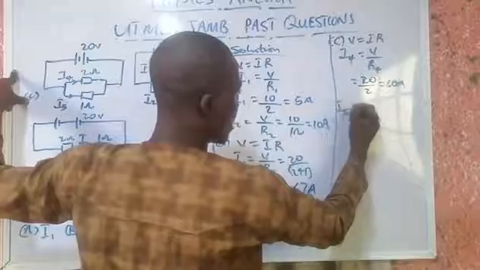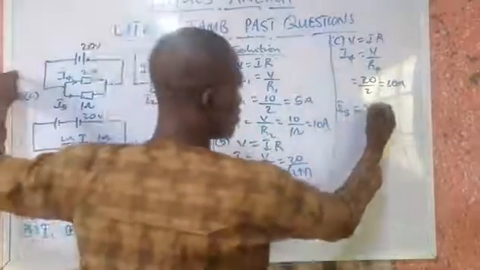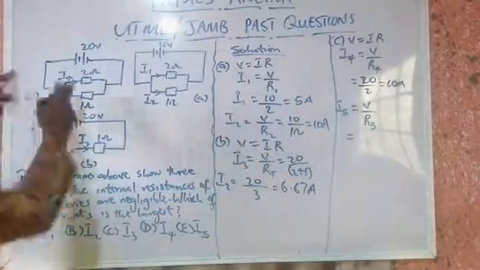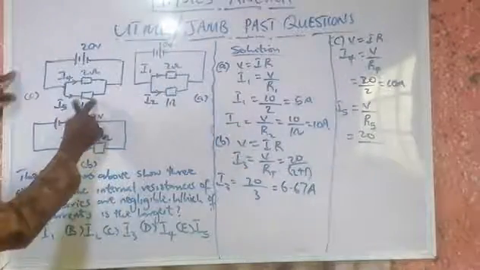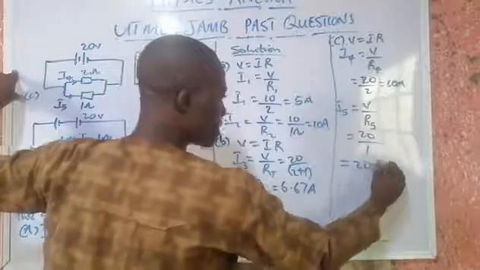So let's calculate our I5. Our I5 here will also be V over R5. Our V is 20, and our R5 is a 1 ohm resistor. So that is 20 over 1, which equals 20 amperes.